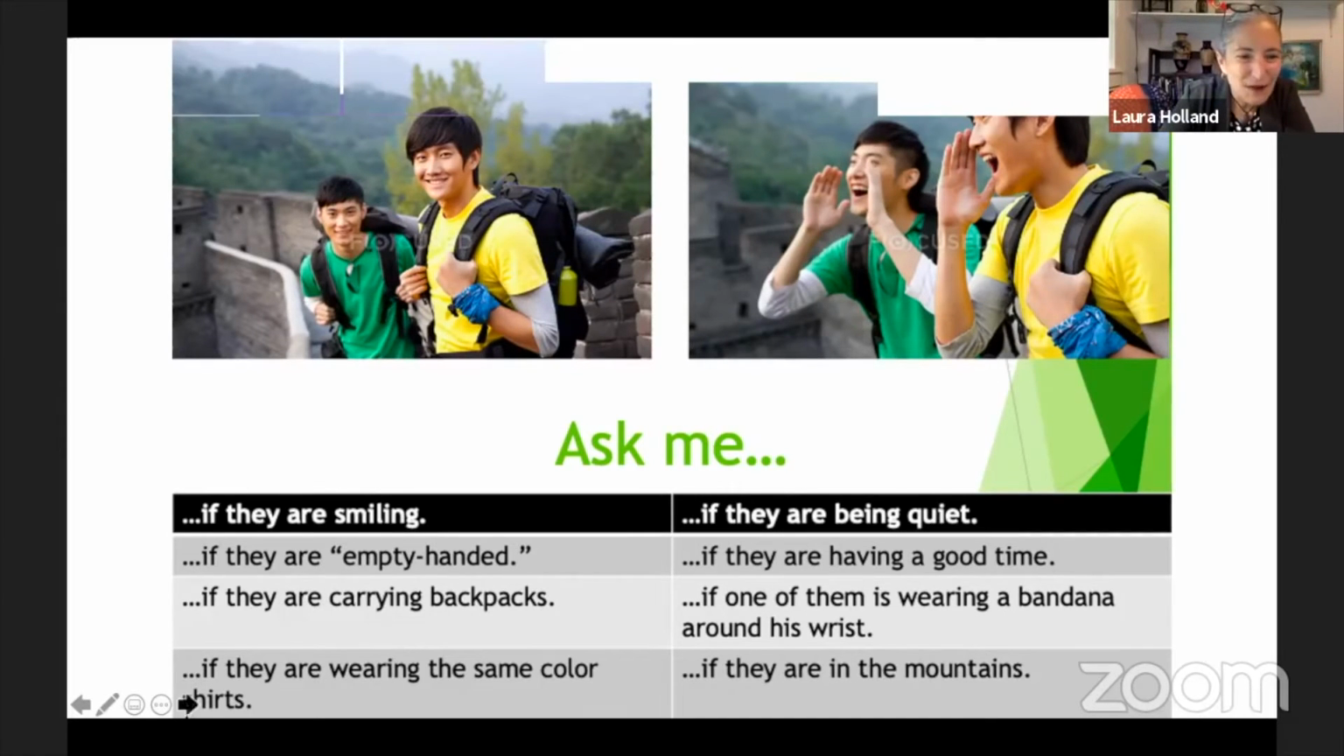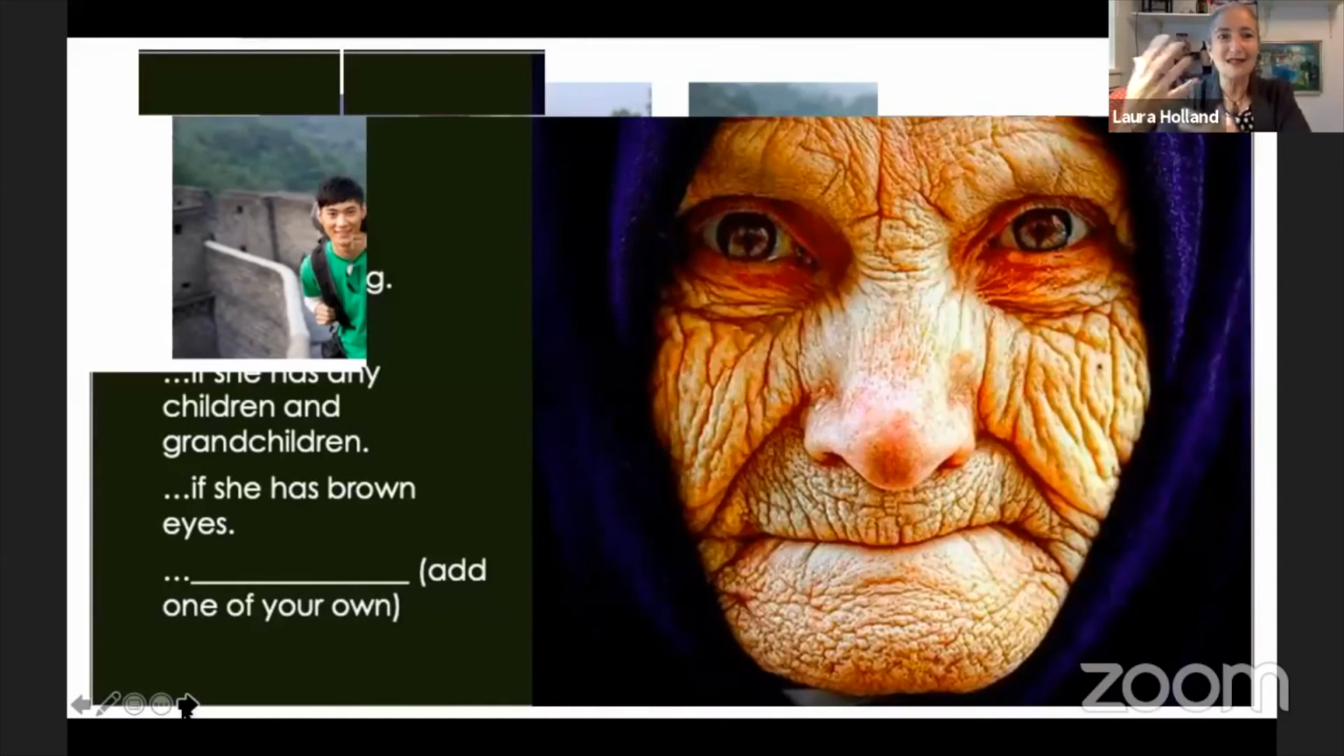All right, so here are a few other examples. I've worked this up. This is one of my favorite pictures. I love this picture so much. So here's another one, but now we start introducing, this is after we've already been working with do questions. So questions that use do as the auxiliary, like, does she have any children and grandchildren? Does she have brown eyes, right? And then I give them a chance also to add one of their own.